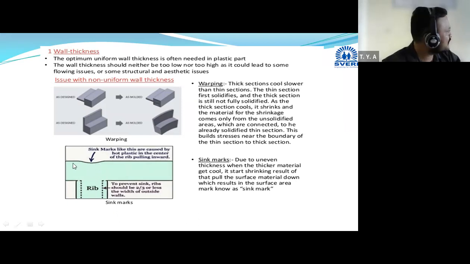Okay. Here, this is the top surface or top layer. This kind of marks will be formed as material is not available there. Okay. Then this is the warpage. Okay. This is your initial diagram.